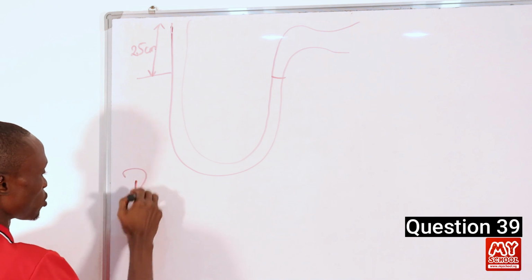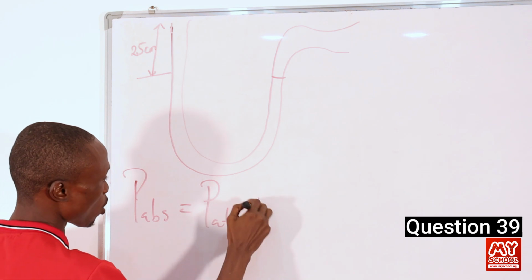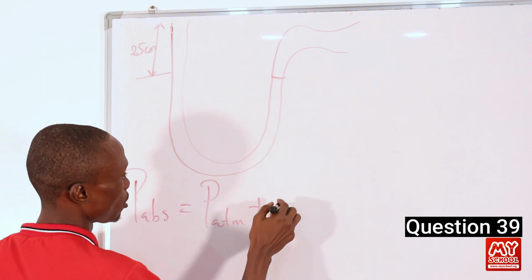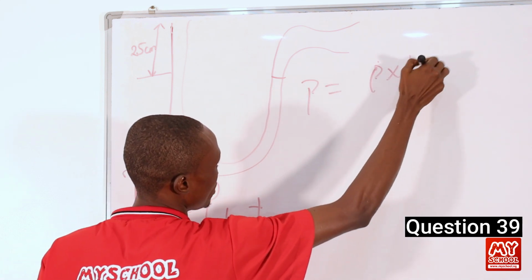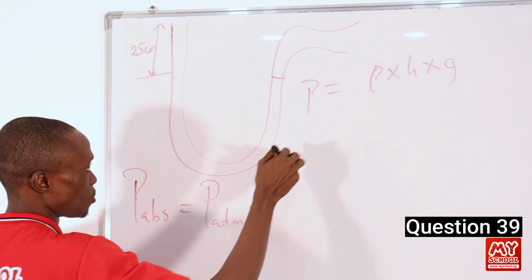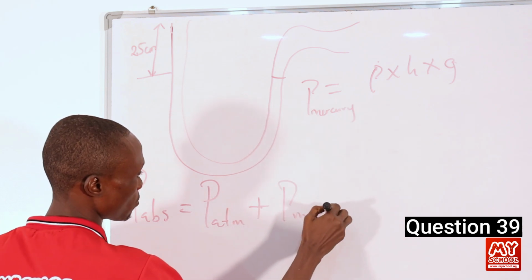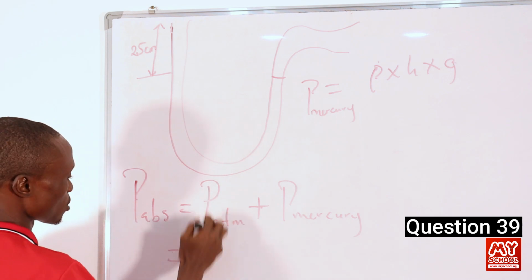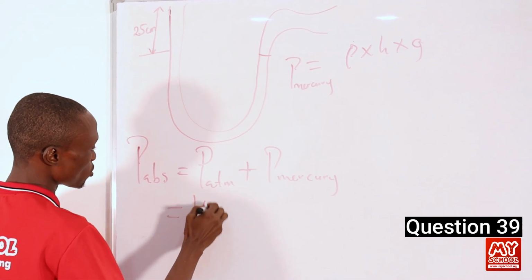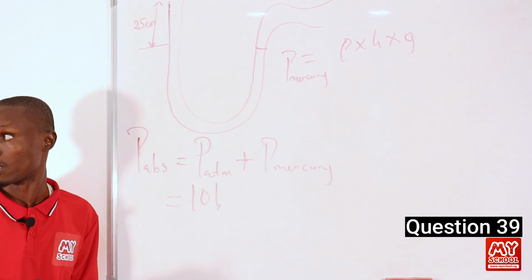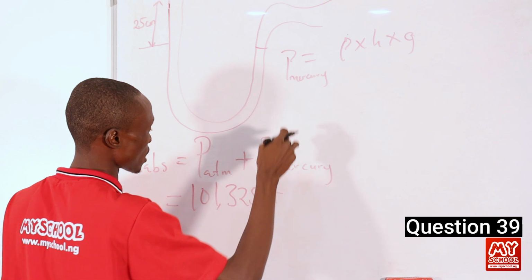So in that case, absolute pressure becomes atmospheric pressure plus the pressure exerted by mercury. And we know that pressure is equal to density times height times acceleration due to gravity. Okay, so these are for mercury. So in this case, we have that, but the atmospheric pressure, according to the question, is given to us to be 101,325 Pascal, then plus that of the pressure exerted by mercury.